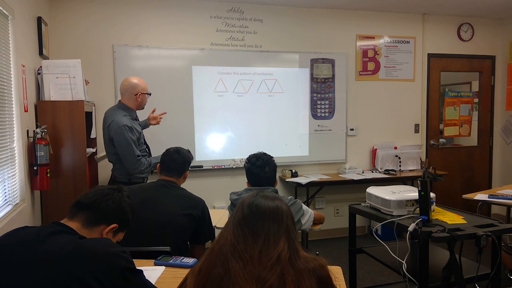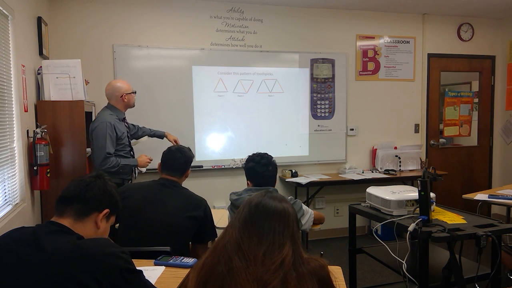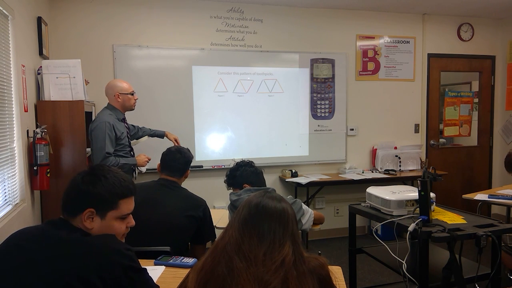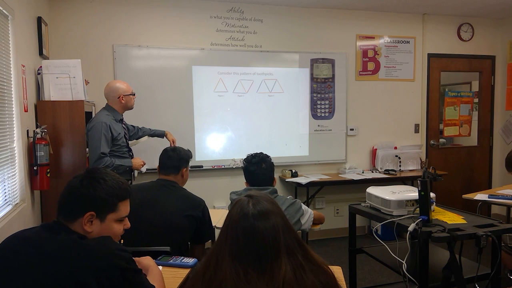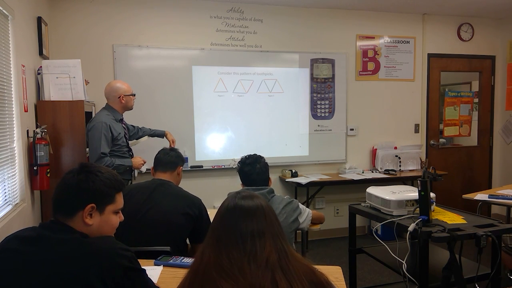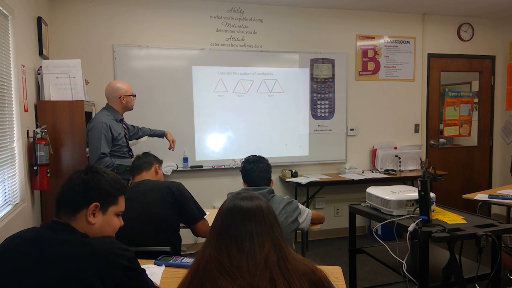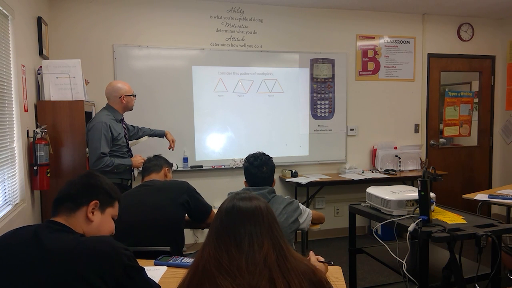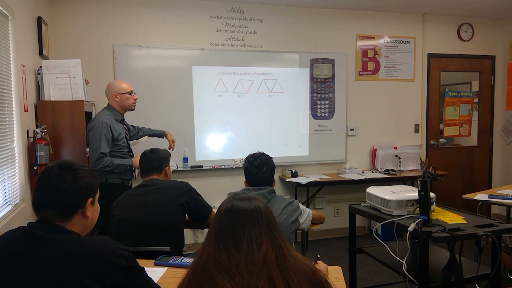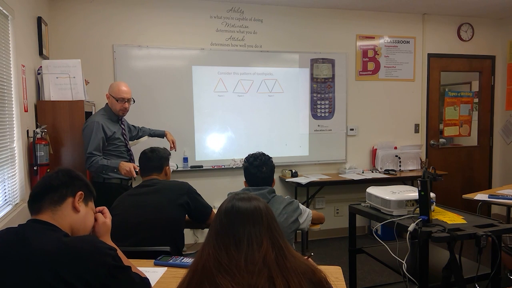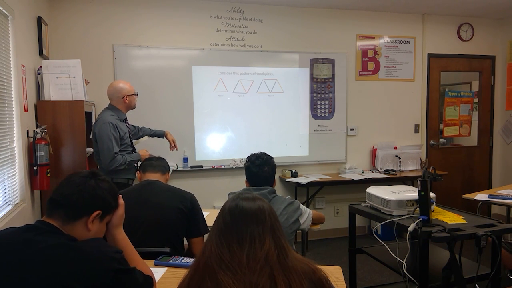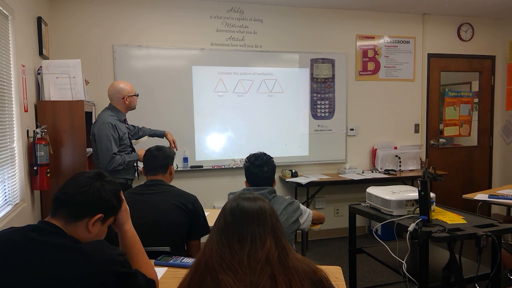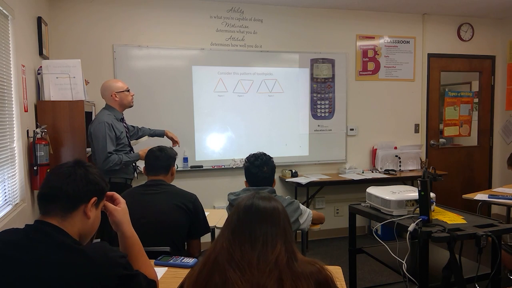So 1, 2, 3, right? Okay, 3 toothpicks. How about this one? What's the perimeter of this one, Savannah? 4. 1, 2, 3, 4. How come this one's not part of the perimeter? Because it's inside, and you said perimeter is outside. Okay. How many toothpicks did it take to make this one? 5. Okay. All right.